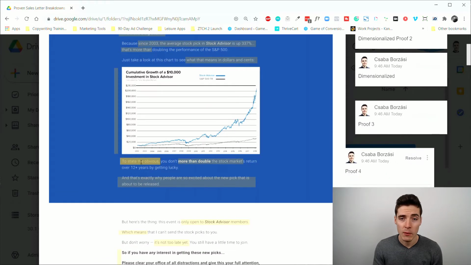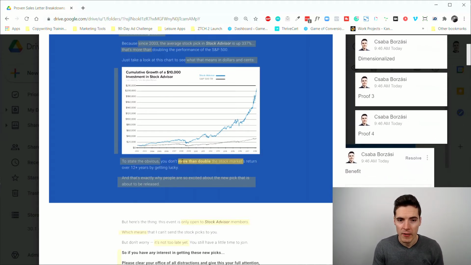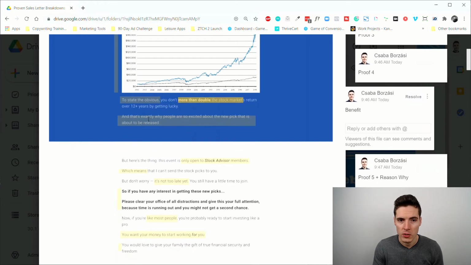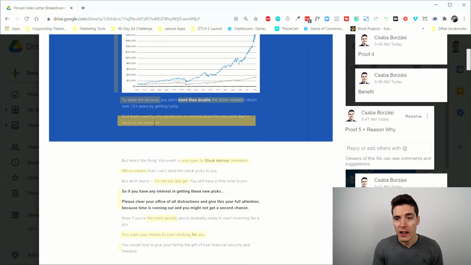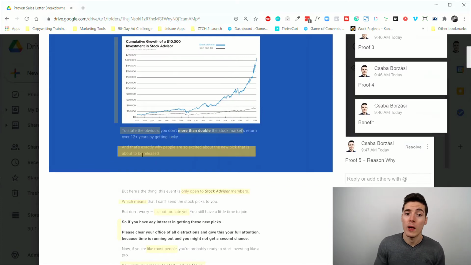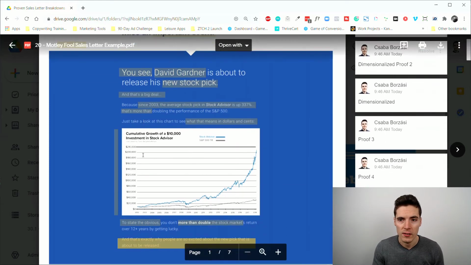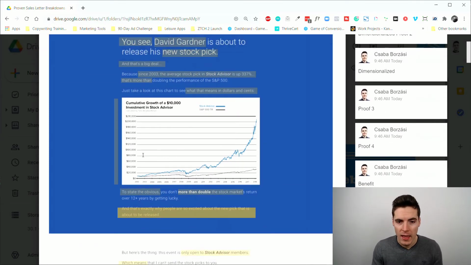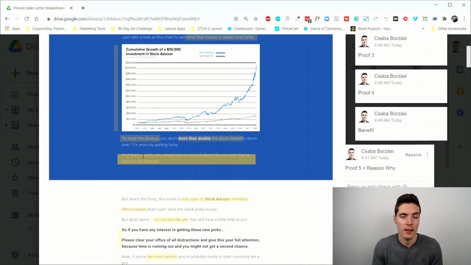And then we have proof 4 by saying to state the obvious. So again, this kind of dimensionalizes things, but also proves that somewhat implicit proof, because it's like, hey dummy, you don't know this, it obviously, put 1 and 1 together. Then we have a benefit, more than double the stock market. That's what people actually want. And then we have proof 5 plus reason why by saying, and that's exactly why people are so excited the new pick is about to be released. So this implies that there's demand for this, and there's also a reason why, hey, this is why people are excited.